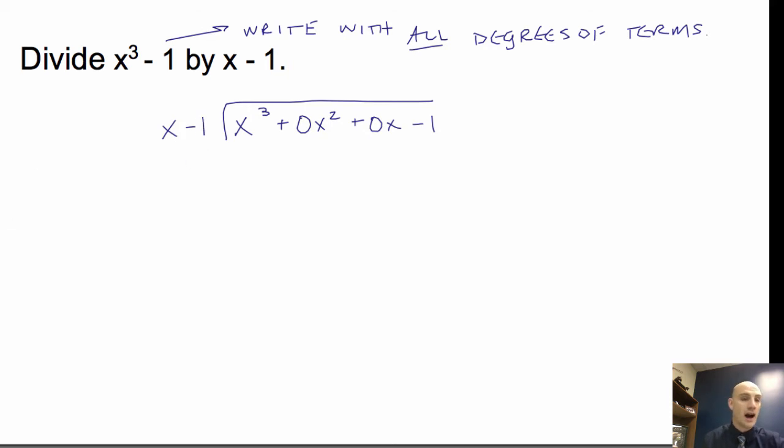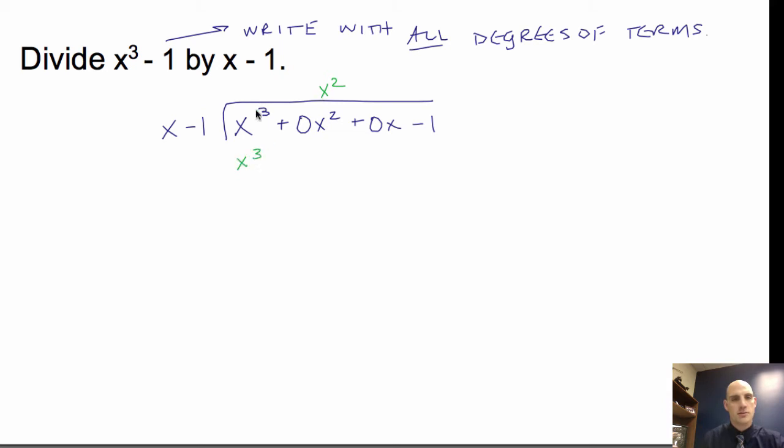Because as I divide, I'm looking at the x cubed. What do I multiply x by to get x cubed? Well, it's x squared. If I didn't have that x squared column there, I'd have nowhere to put it. So I've got to multiply that by x squared.